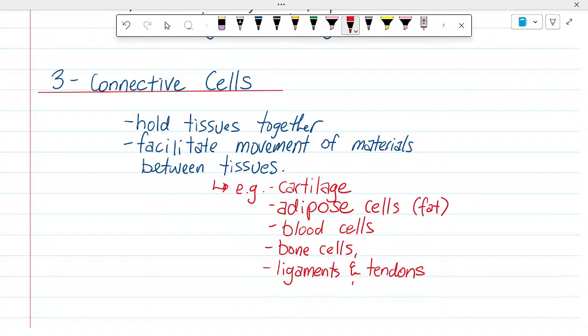Opposite. So tendons: no muscle can work if it's not anchored to a bone, right? So every one of your muscles that moves your body has to have a tendon on each side of it that connects it to the necessary bone.